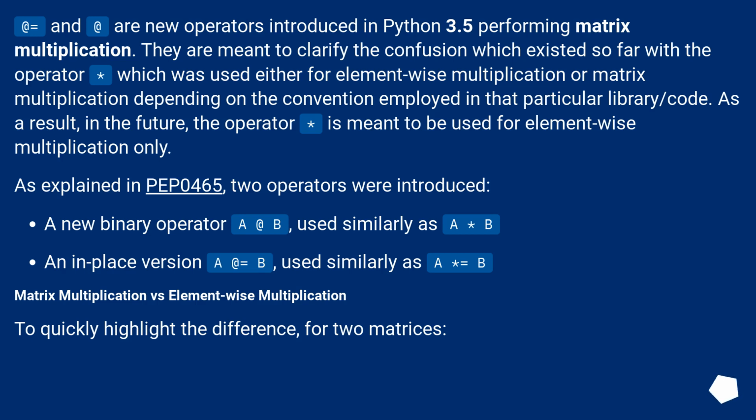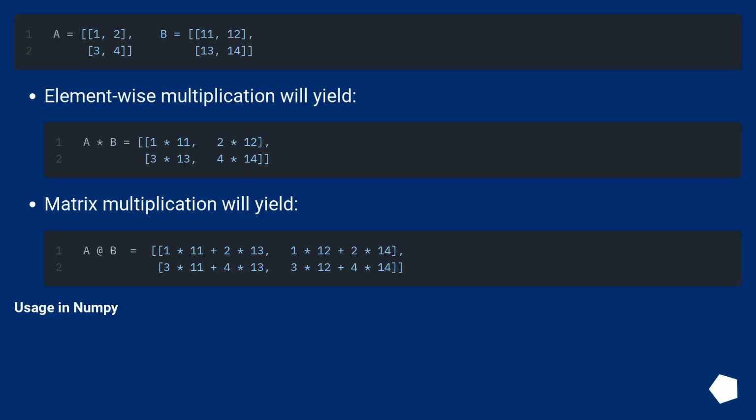To quickly highlight the difference for two matrices: element-wise multiplication will yield, matrix multiplication will yield. Usage in NumPy.